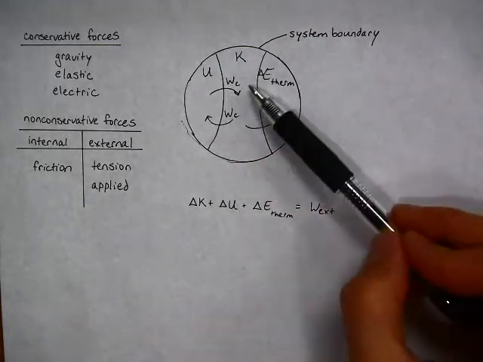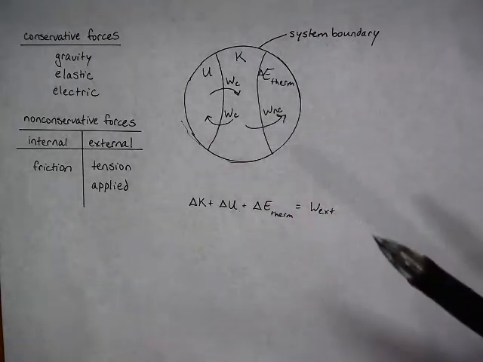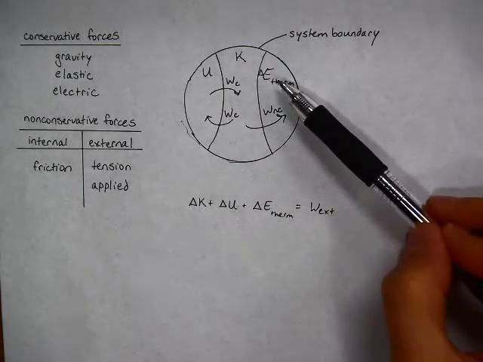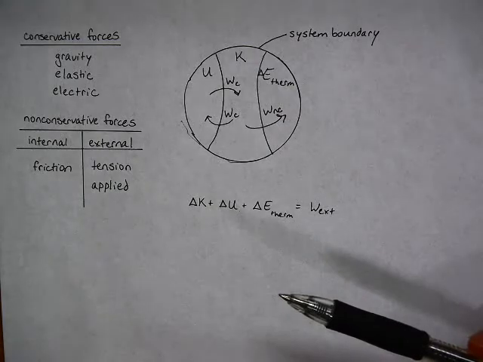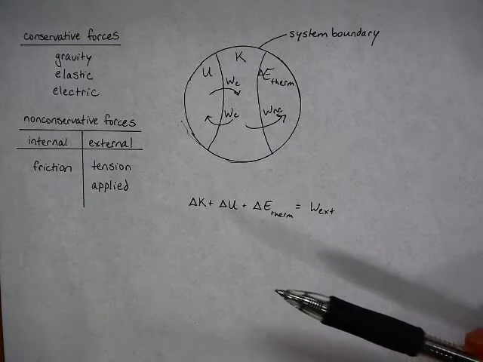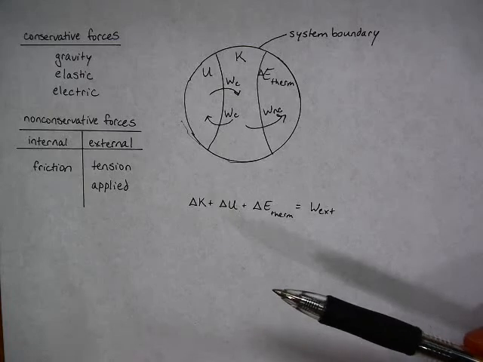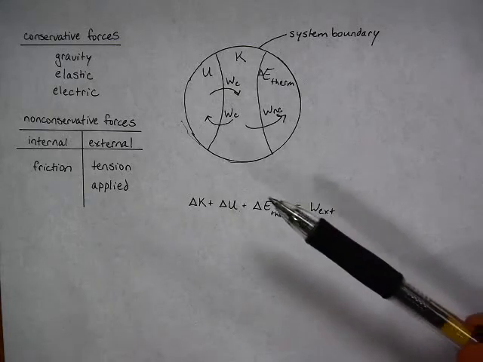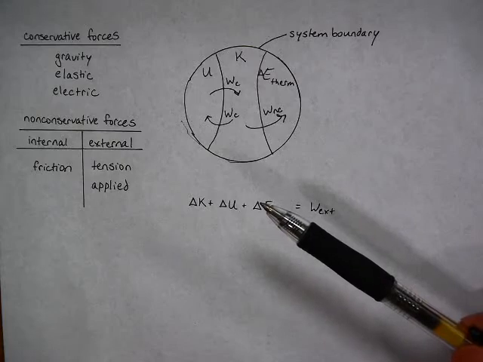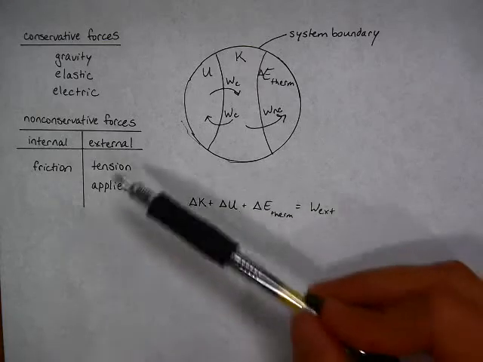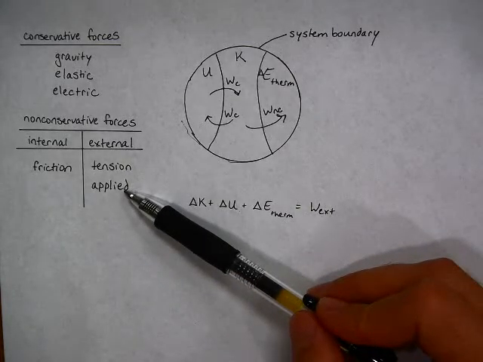However, energy can be added to a system and taken out of a system. For example, if the system is just the baseball and the earth, a person can pick up the baseball and throw it, thereby giving it kinetic energy. And that energy comes from outside of the system as we have defined it. The forces that we're going to focus on that can lead to that kind of addition or subtraction of energy from the system are tension and applied.